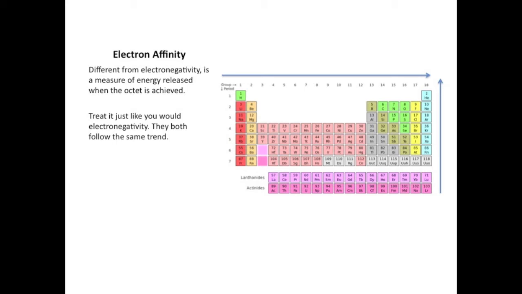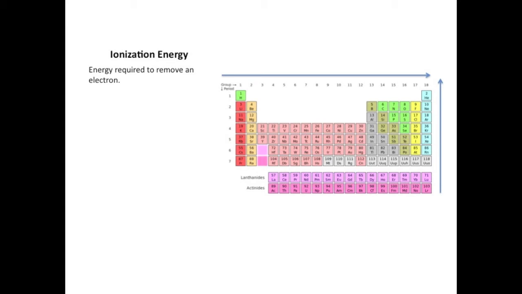Now, something else similar between electronegativity and electron affinity is that both trends end at the halogens. The noble gases are excluded. And this makes sense. The noble gases already have complete octets, so why would they want to exert a force on electrons? And they certainly can't give off any energy to form an octet because they're already there. They're already at an octet.